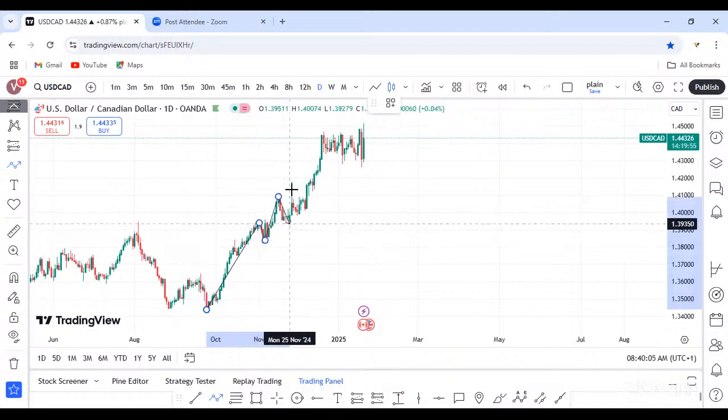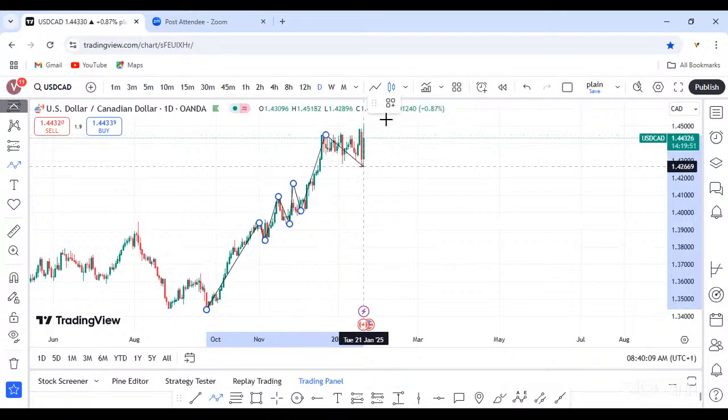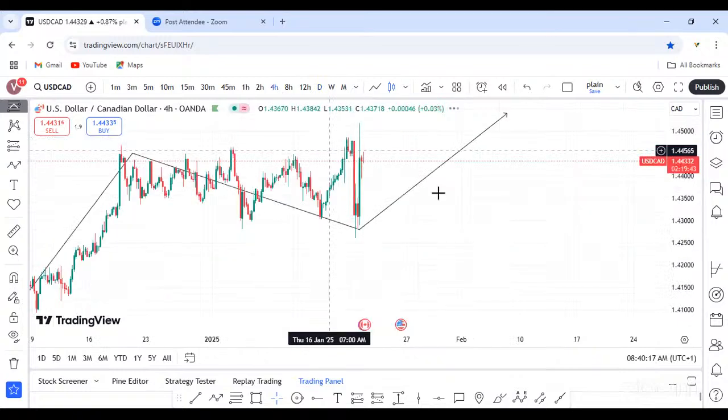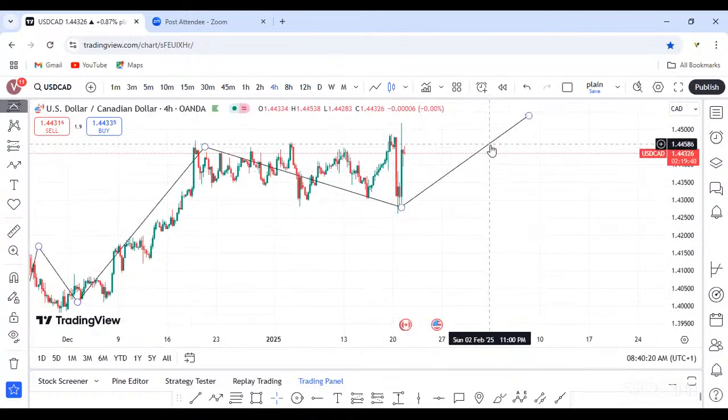Of course, we can see it without this tool, but for the sake of those who don't fully understand how we anticipate, because I know we have newbie traders amongst us as well. So this is still to the upside. And on the 4-hour time frame, what do we see? Same thing, structure is also to the upside.